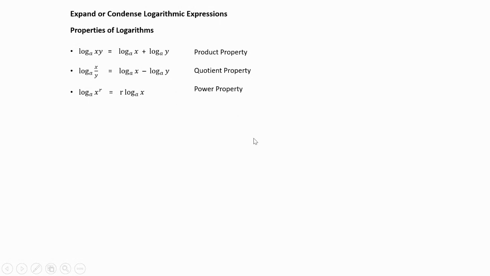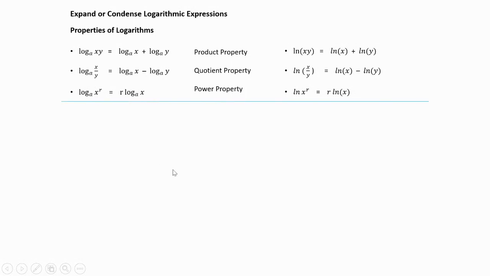Okay, and also the logs and the natural logs are the same thing. I mean, not the same thing, but you use the same properties. You see, guys, same properties. So the ln of xy is equal to the ln of x plus the ln of y, and so forth. Just the same or similar to the properties for the logs.